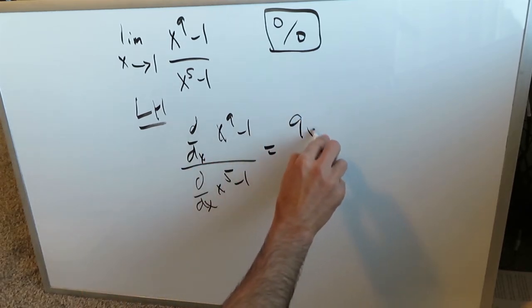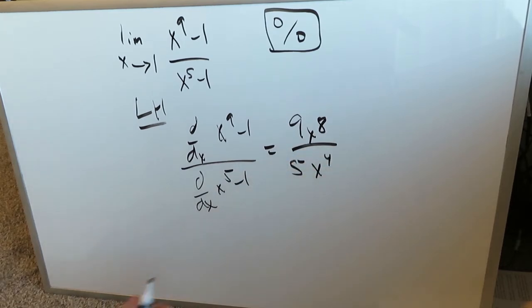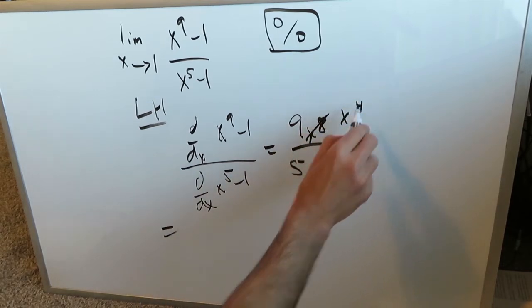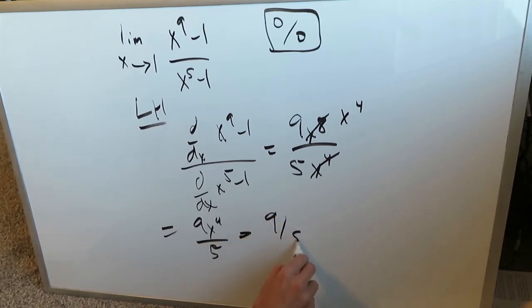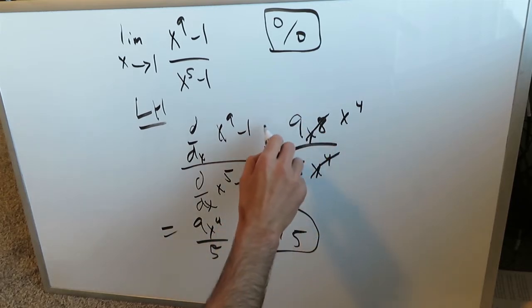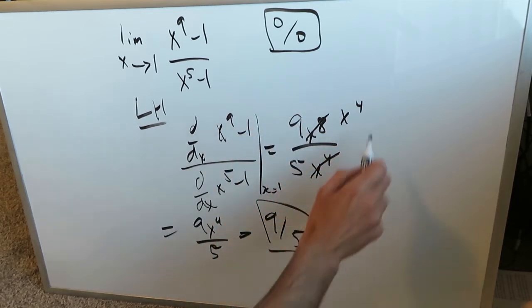You'd get 9x to the power of 8, and you'd get 5x to the power of 4, okay? And if you want, you can cancel things out over here. You can cancel this x to the 4 and make this x to the 4. So you're basically having 9x to the power of 4 divided by 5. When you do a limit as x approaches 1, you end up getting 9 over 5 as your limit, and that right there is your answer, because after you've done this derivative procedure, you can actually plug in x equal to 1 in place of your x's.